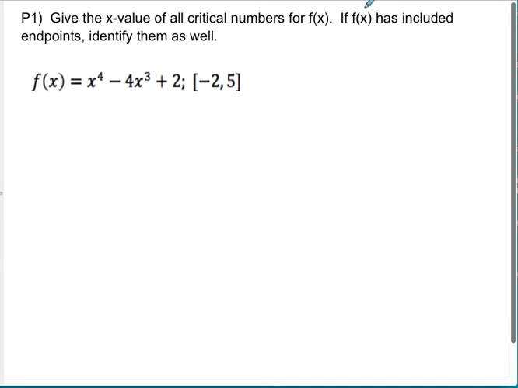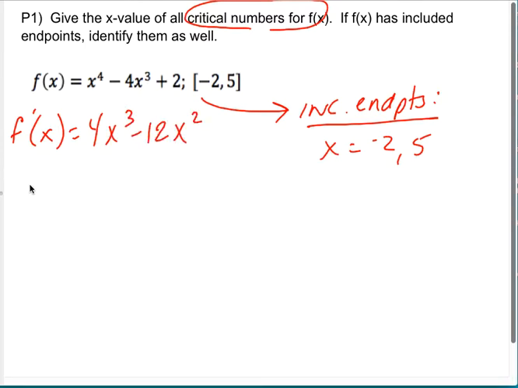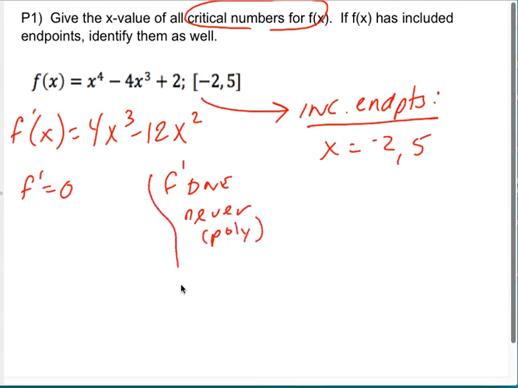All right, you go ahead and try P1. So you're going to find the critical numbers, and if there are included endpoints, you're going to list them. So I'm just going to go ahead and list the included endpoints now. So the included endpoints are x is -2 and 5, and we're going to learn why that's valuable moving forward. When I go to find my critical numbers, I need to find when f prime of x is 0 or does not exist. So I differentiate f, and I want when either f prime is 0 or when f prime does not exist. So does not exist is going to be never because it's a polynomial and polynomials always exist. So that's a never.